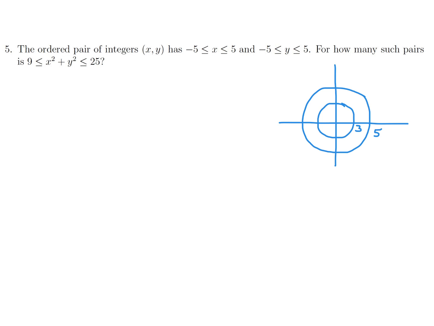And these are the formulas for each. One circle has the formula x squared plus y squared is 3 squared, which is 9. And the other circle has the formula x squared plus y squared is 5 squared, which is 25. And then you want to basically look at the points in between. That's one way of doing it.